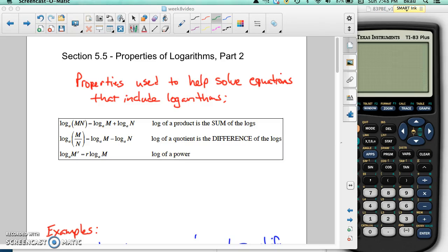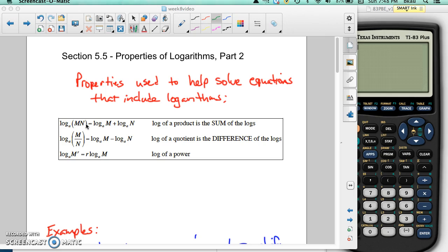Hello and welcome back to Properties of Logarithms. This is a continuation of part 1. We're going to look at the other 3 properties that are listed here in this box. The previous properties helped us simplify. These 3 are going to help us solve equations that include some logarithms.